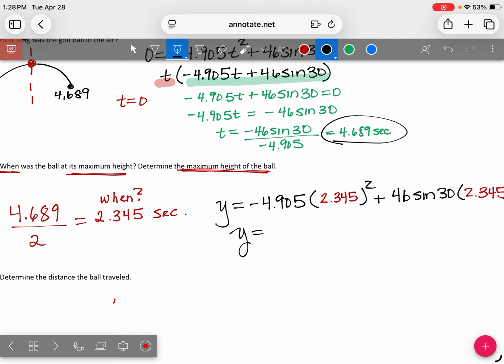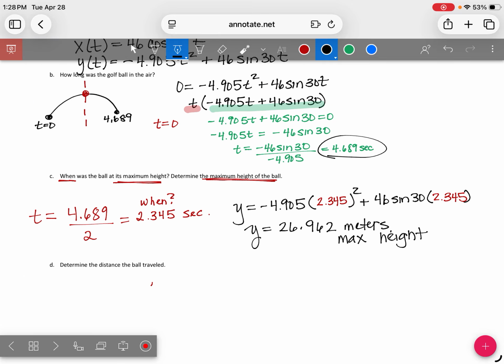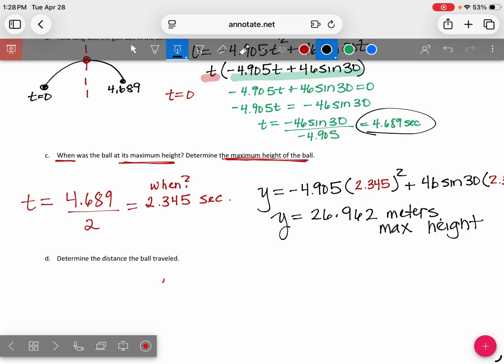All right, so the maximum height was 26.962 meters. That's the height. This is the max height. So part C asks for two things. These are my two answers to part C.